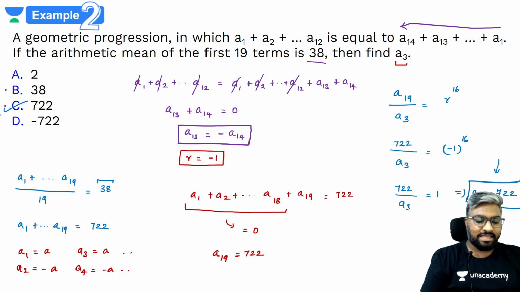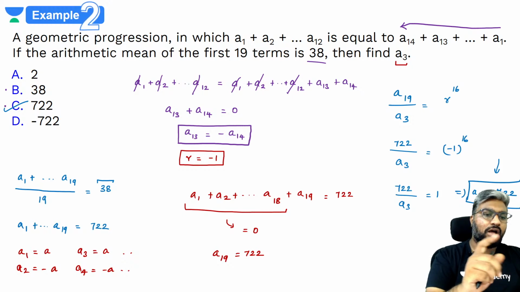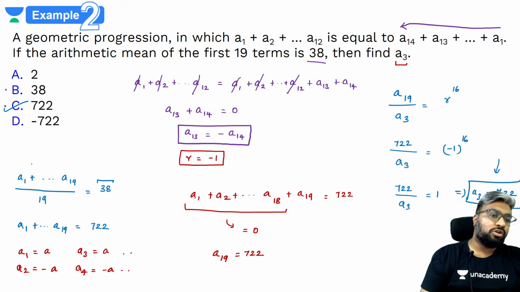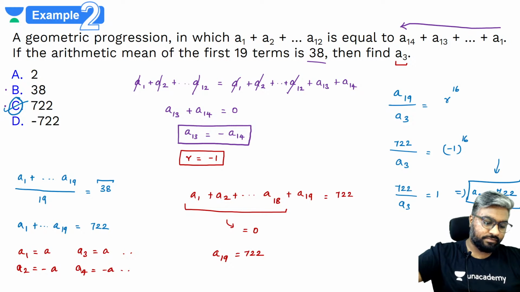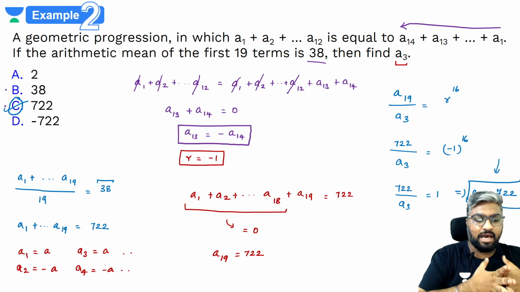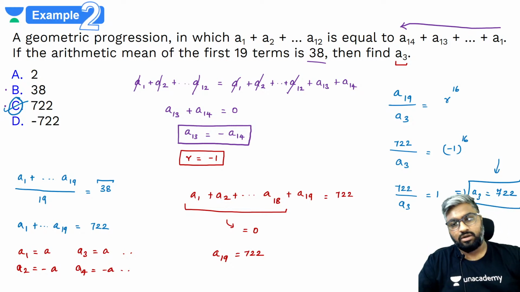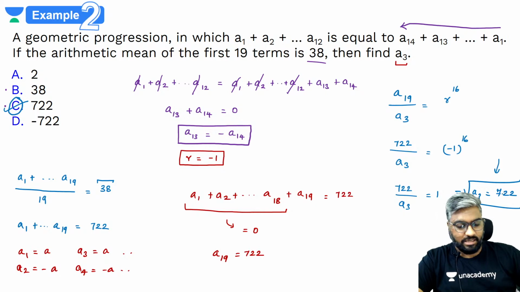So people who said 722, Uday, Shreyashi, very good. Sahil, just a small hiccup, you assumed all the terms to be 38, but that's not true. Got it? Chalo guys, beautiful. If you have any doubts you can ask. Otherwise, what do we get? That the third term is 722.